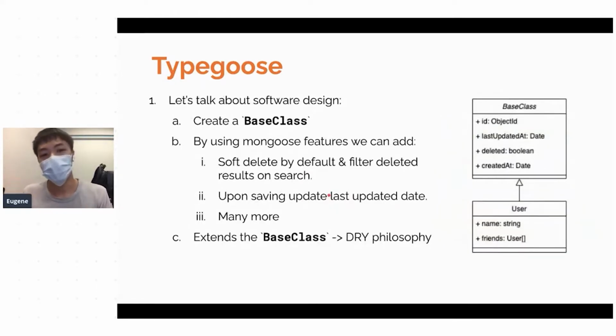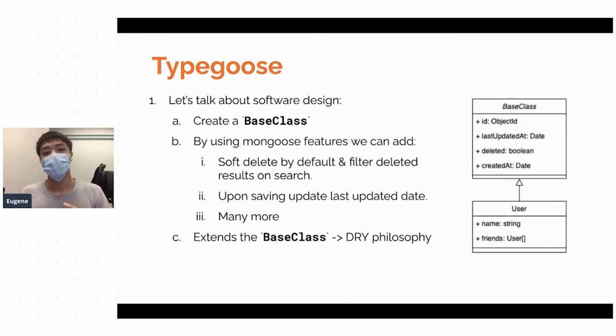So I want to talk a bit more about the software design, as a scenario of the TypeScript abstraction. At first, we can create a base class. In this base class, it can have an ID, last updated date, deleted date, and created date. By using the Mongoose feature, we can create soft delete by default. And then we can filter the deleted results on every single search, right? Upon saving, you can also save the last updated date.